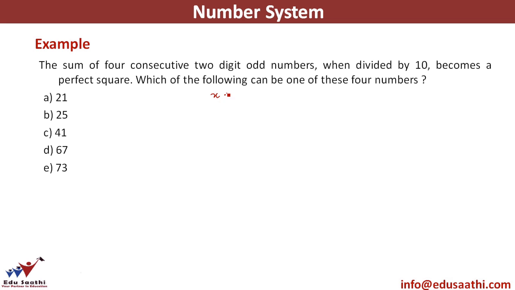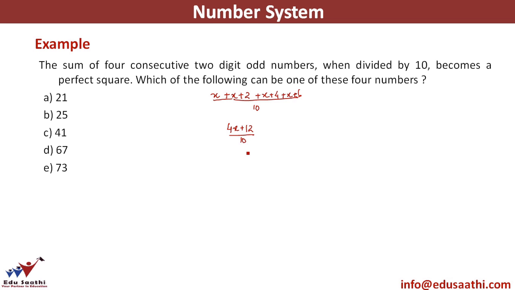Then the other numbers would be consecutive. Consecutive means x plus 2. The third would be x plus 4. The fourth would be x plus 6. This will be the sum of 4 consecutive 2-digit odd numbers. I have supposed x to be a 2-digit odd number. Now the question says, when this is divided by 10, the result is a perfect square. So if I look at it, my numerator becomes 4x plus 12, over 10, is a perfect square.